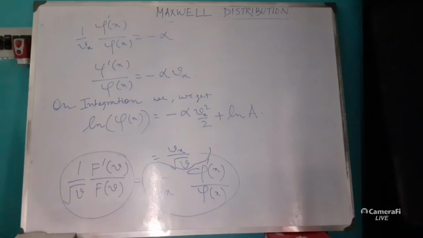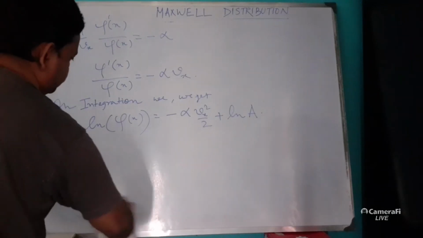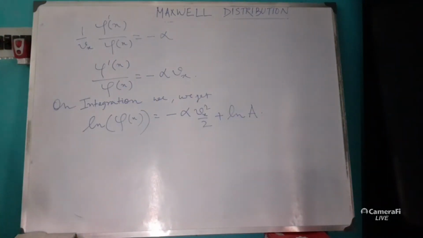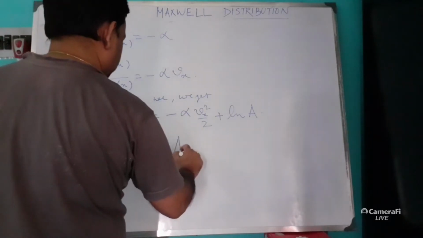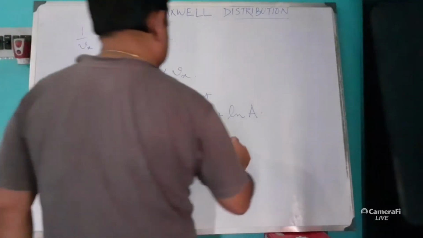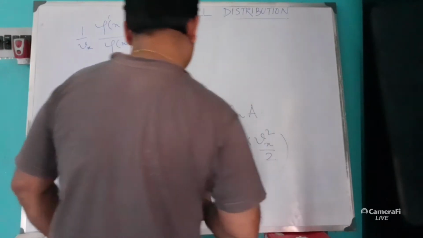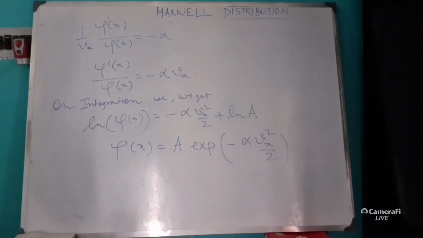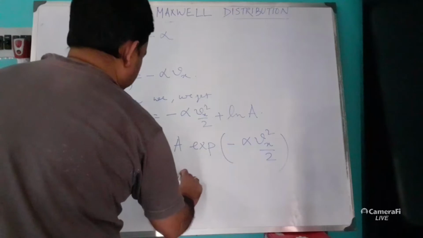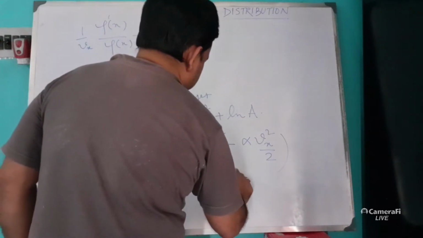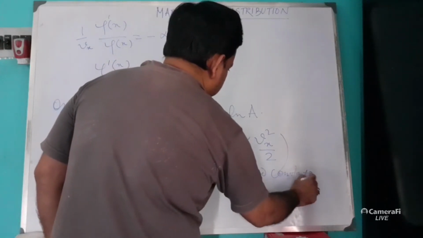So what do you have over here now? So phi(x) is equal to a exponent of minus alpha x square by 2, where a and alpha are undetermined constants.